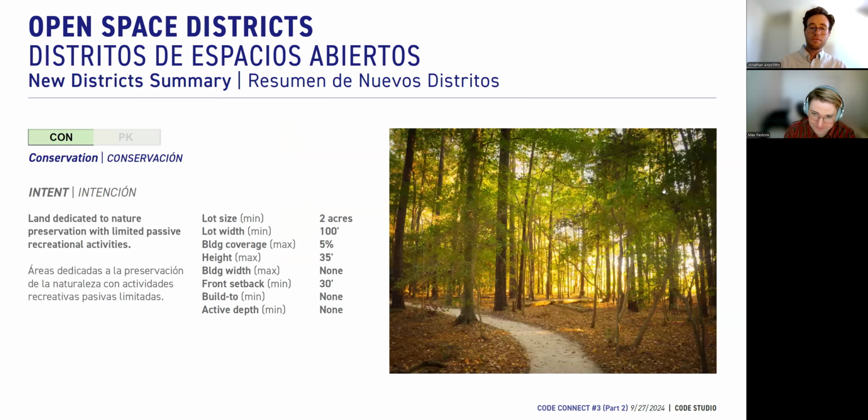So looking at conservation on the ground, this image is a pretty good describer of what you would see. Not a whole lot of built stuff, a whole lot of preservation. So we have minimum lot sizes that ensure that this has to be at least 2 acres. We have a minimum lot width of at least 100 feet. We're not allowing for many buildings on here. The maximum amount of building coverage you could have on a site like this would be 5%. In the off chance that a building would be needed for restrooms or something like that, we'd be limiting it to 35 feet in height. You can think of that mostly as a 2.5 to 3-story building. And then there are no other restrictions related to building design, because this isn't intended to have many buildings in these districts.